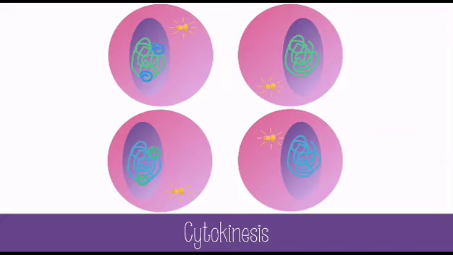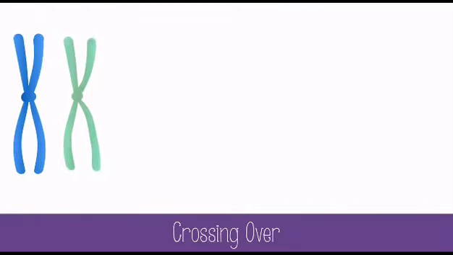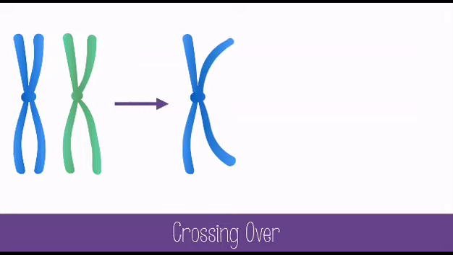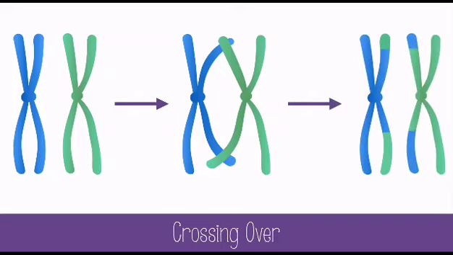Let's look at the process of crossing over one more time. These duplicated chromosomes are homologous. One came from the mother, and the other came from the father, but they both carry the same type of information. During synapsis, sections of the chromosomes will cross and switch, creating recombinant chromosomes. This provides a great source of variation.